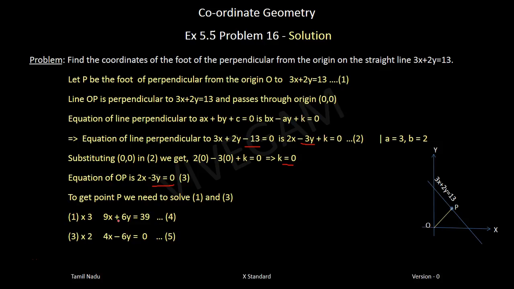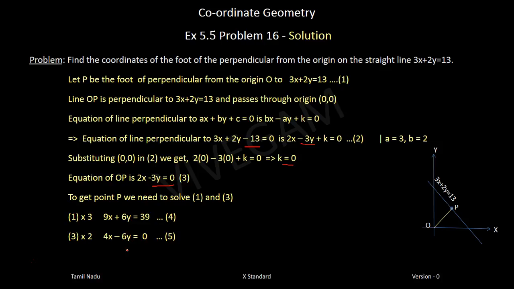But let's check how we are getting this equation when you multiply equation 1 by 3. So this is multiplied by 3. So 3x into 3, 9x, yes, 9x. 3 into 2, 6y, correct. 3 into 13, 39, correct. Then this equation is multiplied by 2. So 2 2s are 4x. 2 into minus 3 is minus 6y. So that's equal to 0.